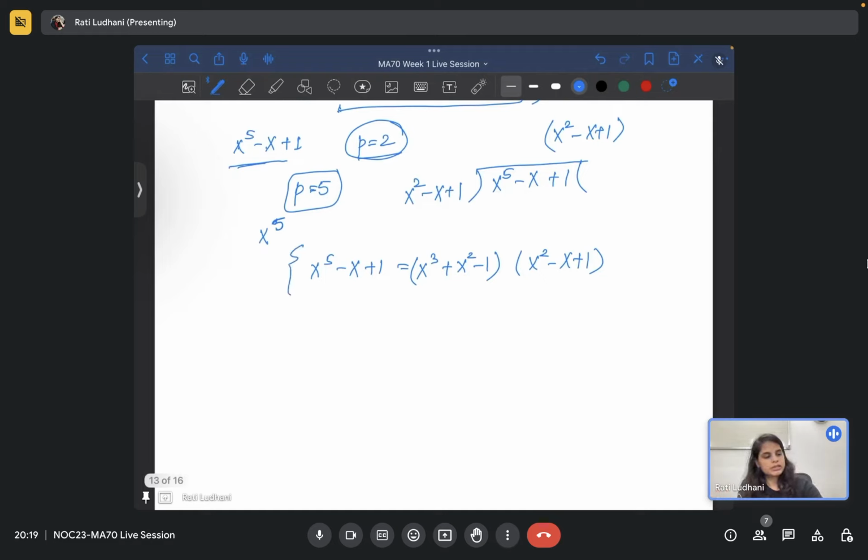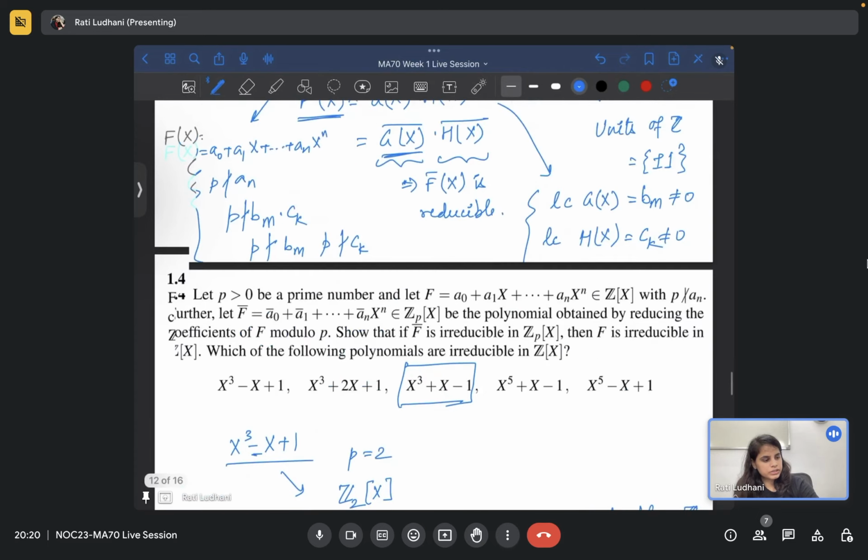You can check that this is true, x raised to power 5 minus x plus 1. You can be clever in that you can split it by some clever addition and subtraction. That could be one option, but you can check that this is true. Okay, so this is reducible. So this is a reducible case. So let's discuss the fifth one.